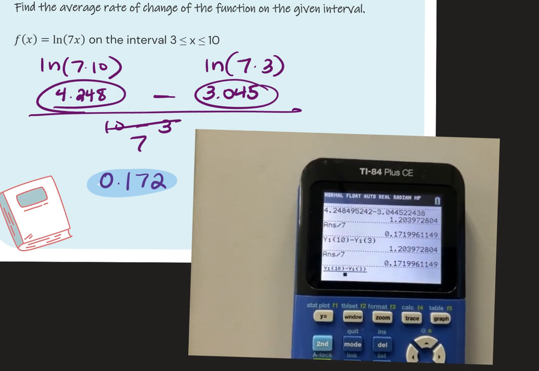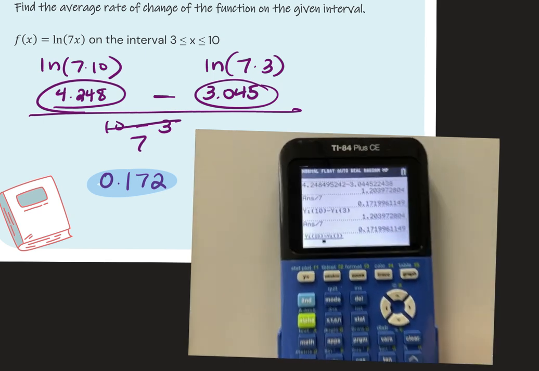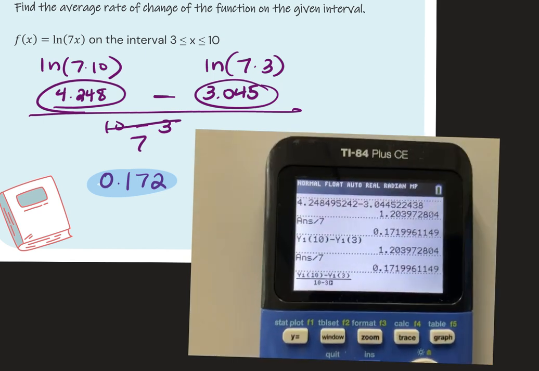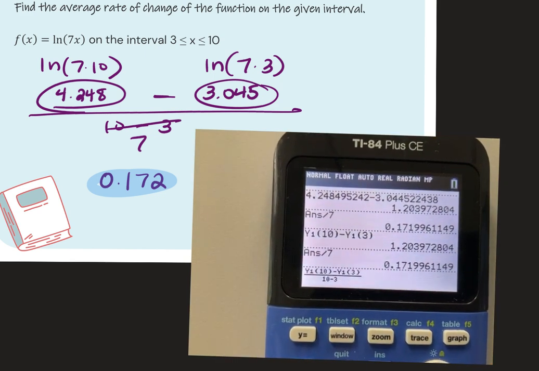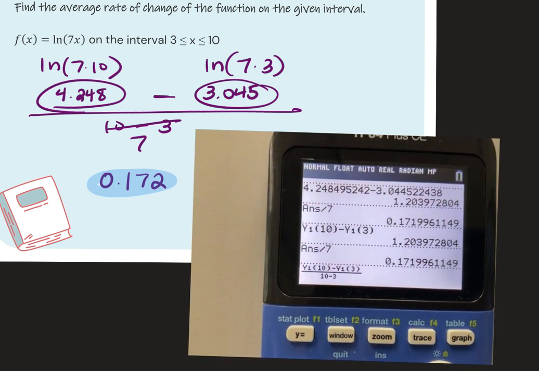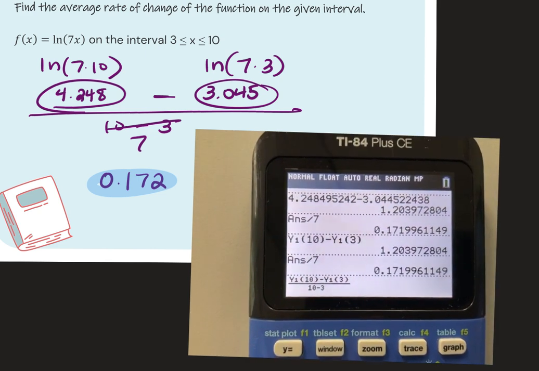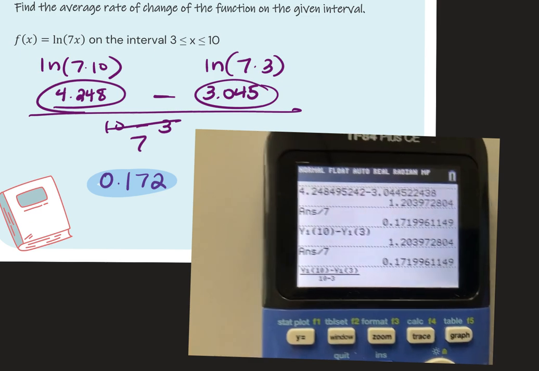but let's say there was a decimal in my x values. I can simply type 10 minus 3, whatever my x values were. I can actually type them into the bottom. So it looks exactly like that. And then I hit enter.